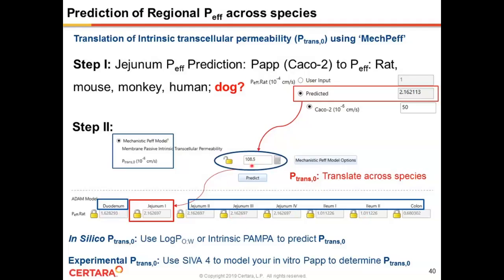Also, if you don't have a handle on the intrinsic transcellular permeability, this can be predicted using the inbuilt calculator, where you can predict the intrinsic transcellular permeability from the octanol water partition coefficient, or you can determine it via in vitro designed experiments. Again, I would like to note that Simcyp is currently working on the SIVA module 4, wherein you can basically input your monolayer Caco-2 permeability data in order to extract the intrinsic transcellular permeability.